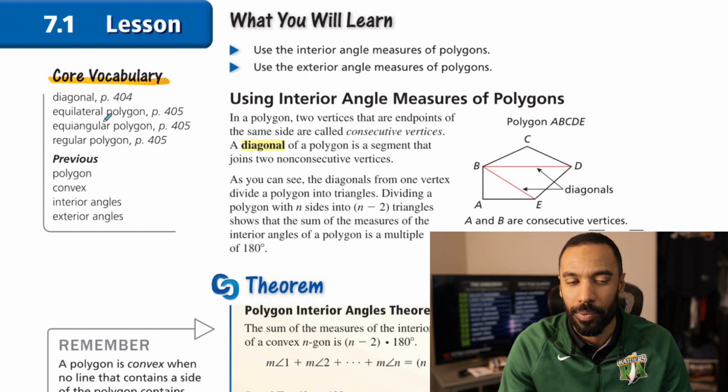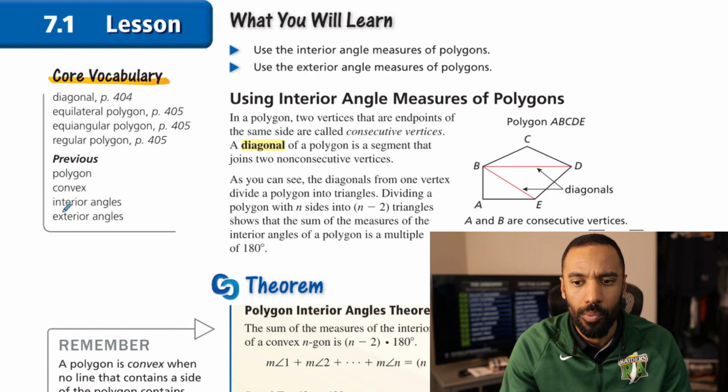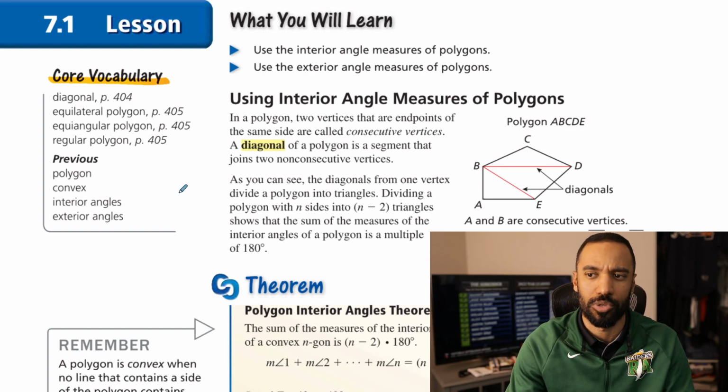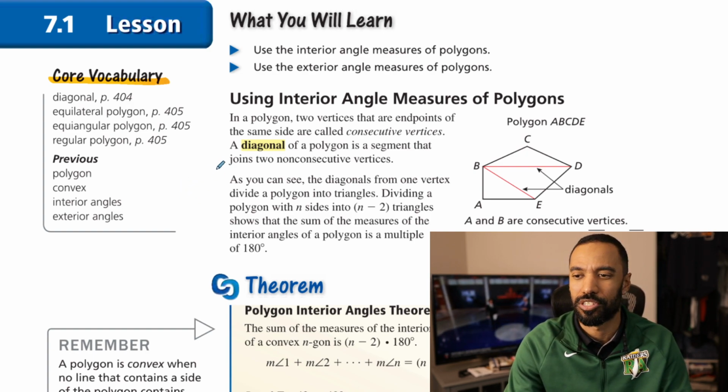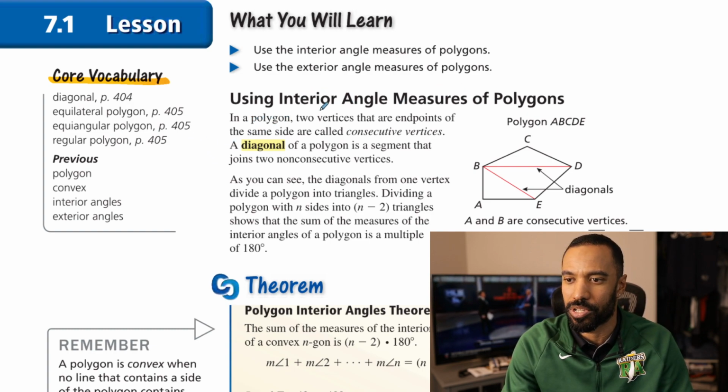Equilateral polygon, equiangular polygon. I think we just saw these two words recently as well. Irregular polygon. Some previous words. I don't know when we did use exterior angles apparently at some point. Okay. Polygon, convex, interior angles, exterior angles. Now that I think about it, I think we might have used it for some triangle things. Not in a lecture, but in some problems if you saw them. Okay, let's see how to use interior angle measures of polygons.